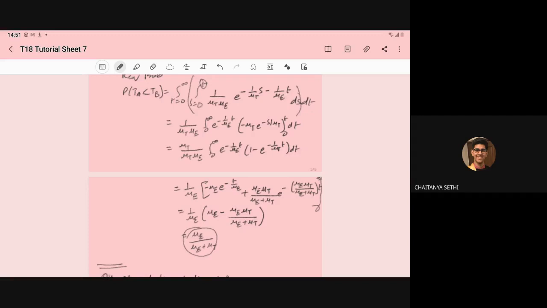Sir, why did we choose the limits as 0 to t for s? Actually, s must be less than t, because TA must be less than TB. For TA we have taken the variable s, and for TB we have taken t. So the limit of s must be from 0 up to t only.